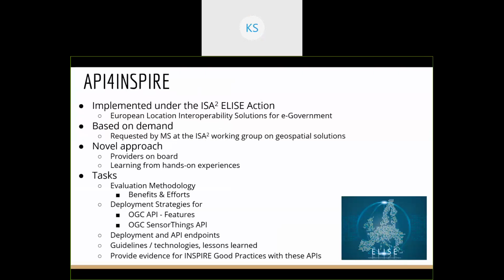So within that context, we have the API for Inspire project, which is implemented under the ISA² ELISE action, ELISE standing for European Location Interoperability Solutions for e-government. So in a way, the overarching context is to empower governments to do a better job with interoperability in the geospatial and the location domain. And actually, investigating APIs in ELISE was required by member states.